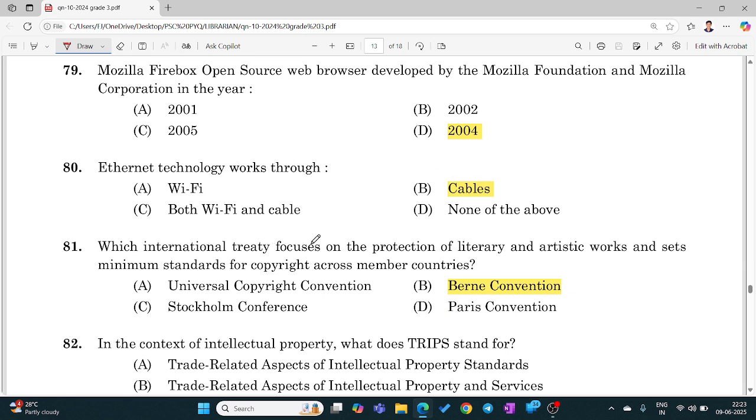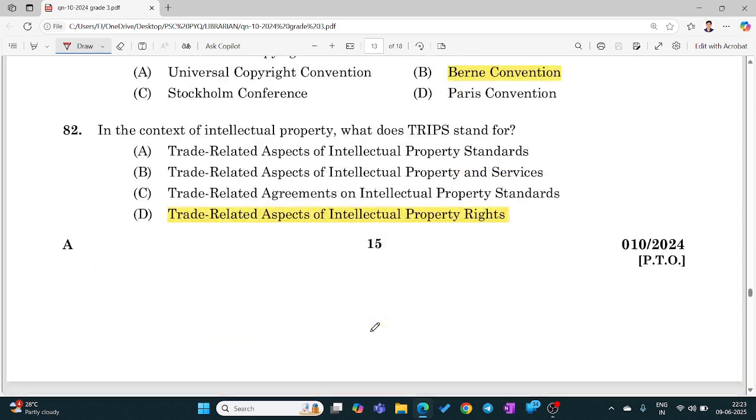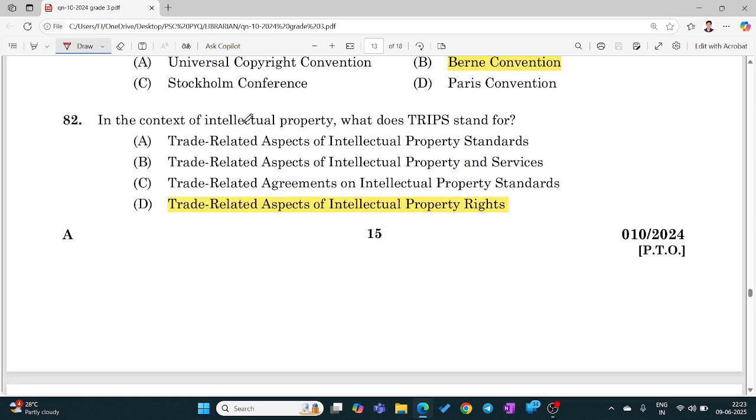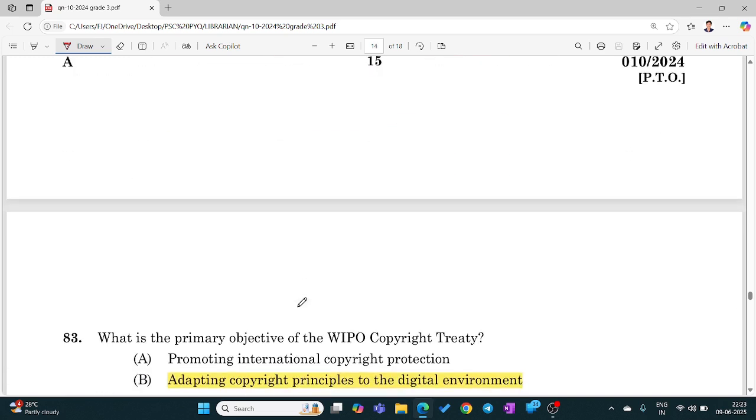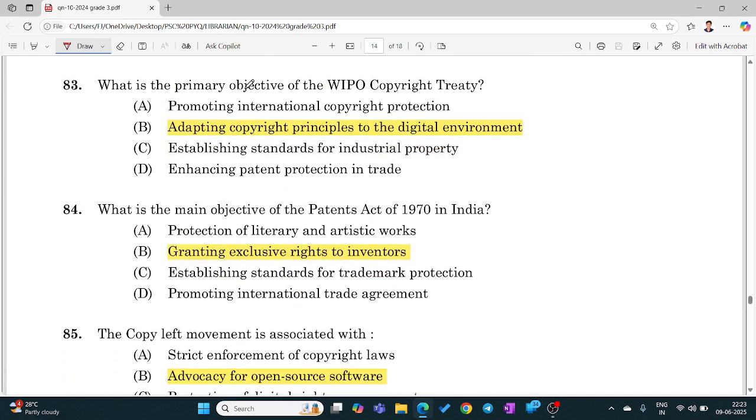Which international treaty focuses on the protection of literary and artistic works and sets minimum standards for copyright across member countries? Berne Convention. In the context of intellectual property, what does TRIPS stand for? Trade related aspects of intellectual property rights. What is the primary objective of the WIPO Copyright Treaty? Adapting copyright principles to the digital environment.